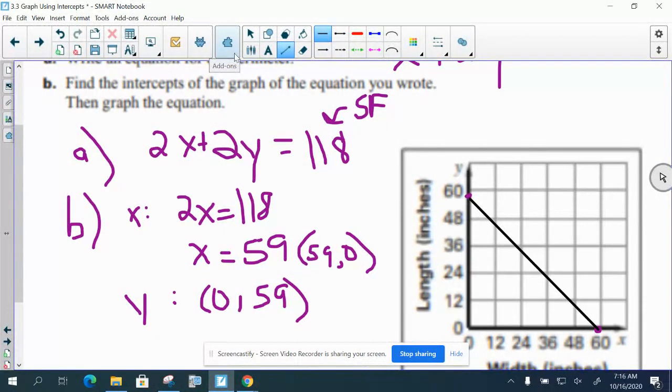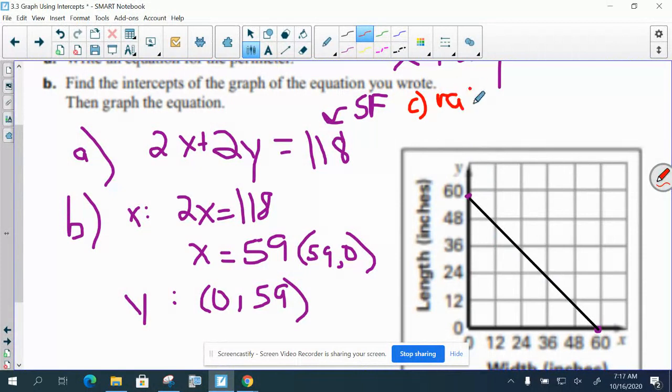Also, let's go ahead and find the rate. It doesn't ask you to, but I think that would be a useful thing here. So for part C, let's find the rate. What do I mean by rate? Rate is like slope, but in real world terms. So slope in a real world problem.